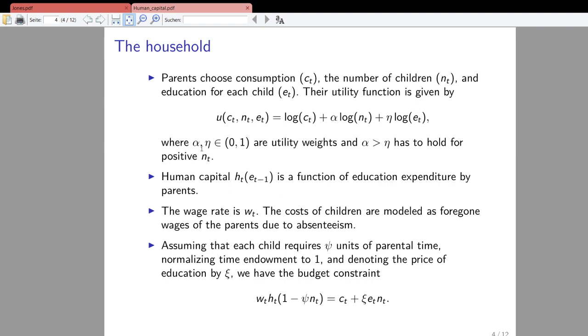Now these utility weights, alpha and eta, have to be between 0 and 1. The reason is that implicitly the weight on consumption is equal to 1, and by a hierarchy of needs argument you want to ensure that you don't starve before you think about having children and educating your children. By the same argument, alpha needs to be greater than eta, because otherwise you would want education for children that you do not have at all. So if you solve the problem, it is only well defined if alpha is greater than eta, and then we would have a positive population growth rate n.